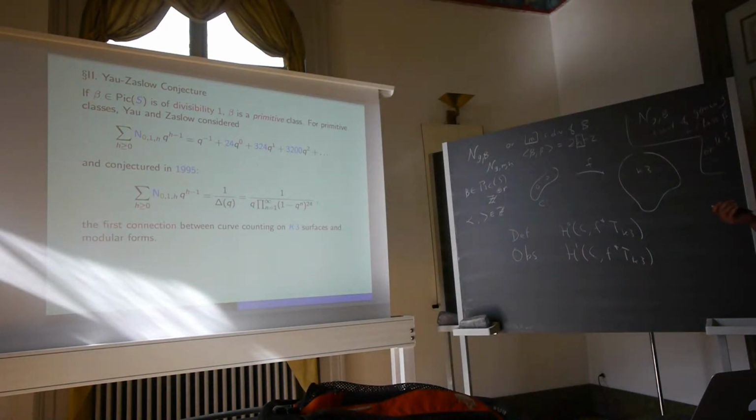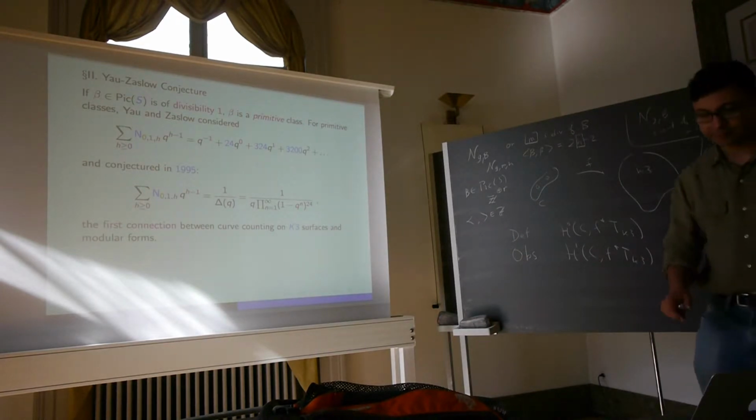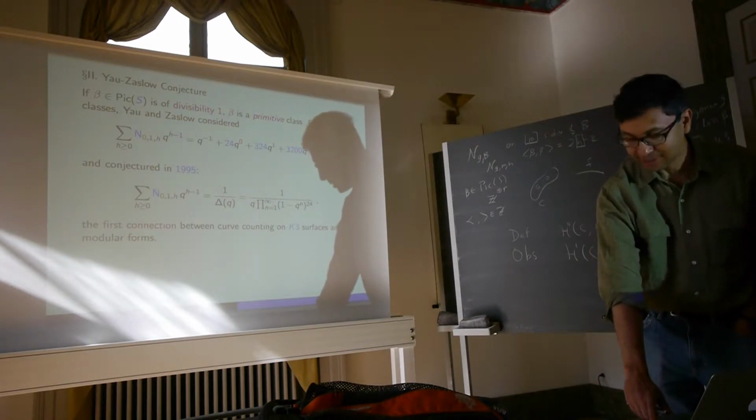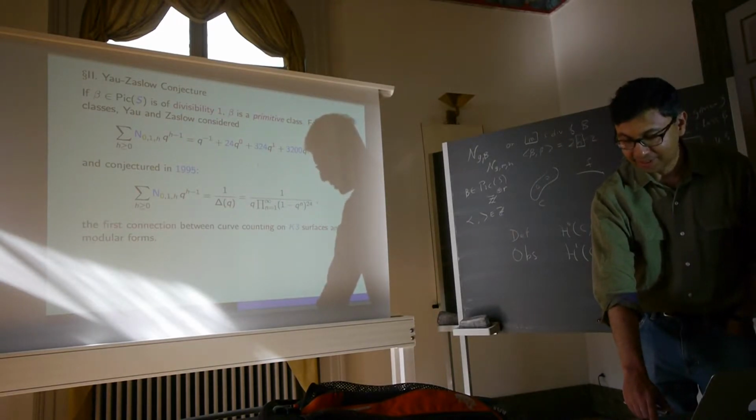So Yau and Zaslow had some kind of idea, some motivation related to mirror symmetry, that led them to this problem. And the answer then became very clear. If you look at these numbers with some idea it's related to modular forms, you immediately get this. And this is the very first connection between curve counting and K3 surfaces and modular forms. So that's the beginning, in some sense, of this subject.